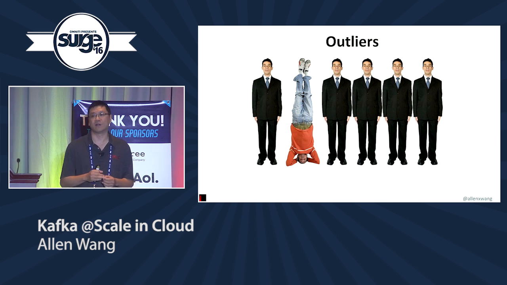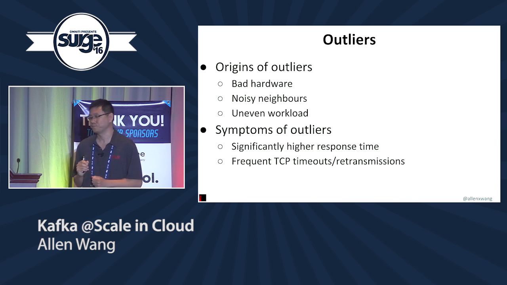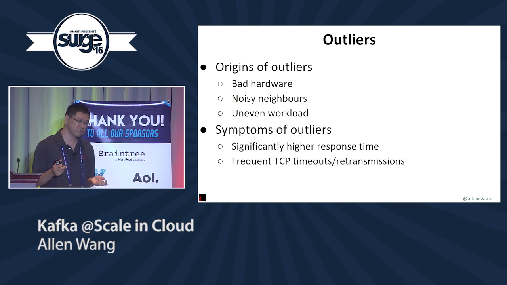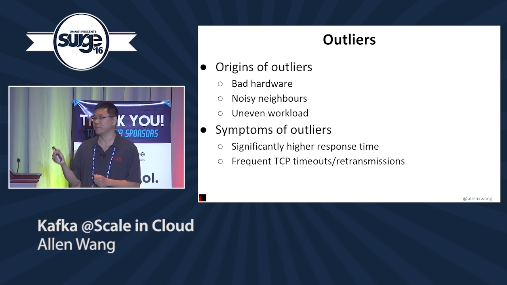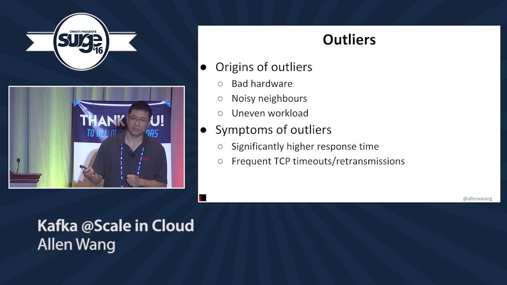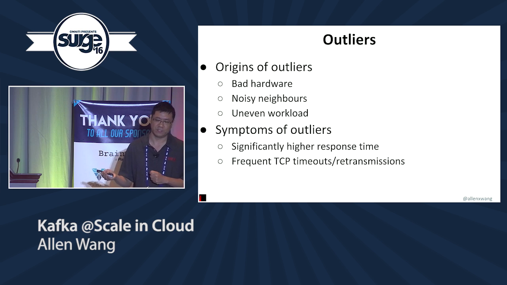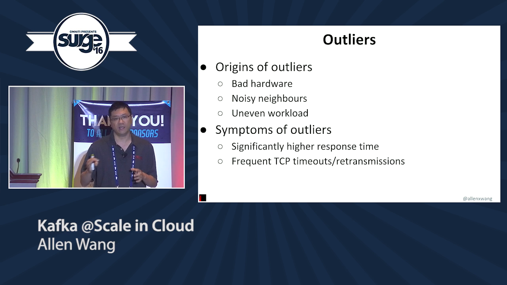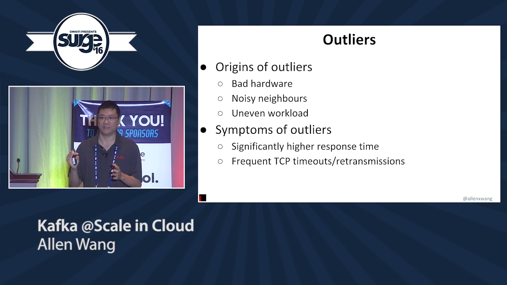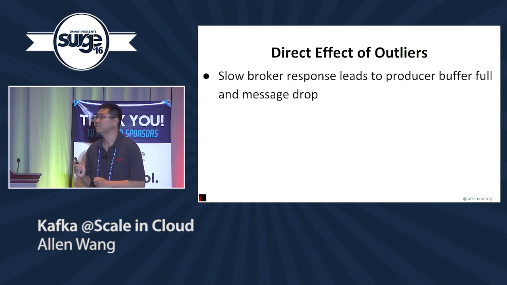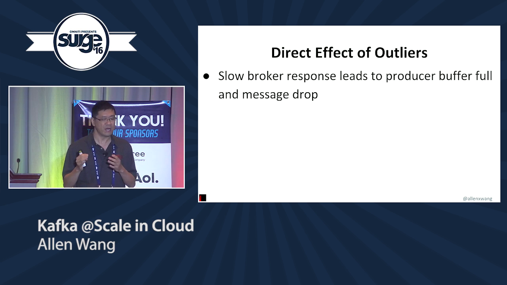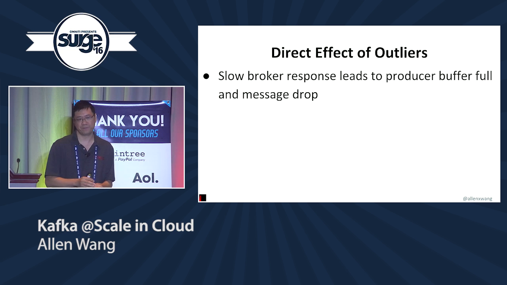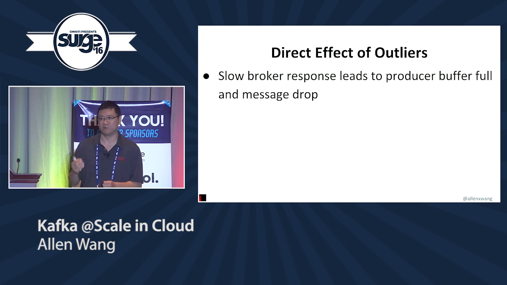Outliers in brokers are a big problem for us. The broker outliers are typically caused by bad hardware, noisy neighbors, or uneven workload. We can typically tell the outliers by looking at their response time metric and TCP retransmits and timeout metric. The action that we take for the outliers is termination. If a broker is an outlier, it typically will have a slow response to produce requests, and that will result in the producer buffer getting full and messages dropping from that point.